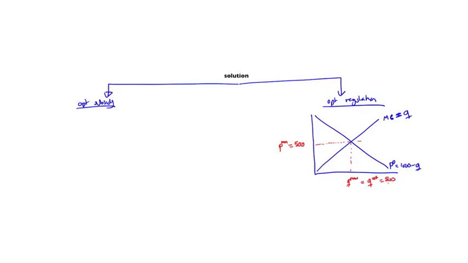Now, that policy doesn't entail any taxes or transfers. The consumers buy at that price, so therefore the consumer well-being is proportional to that area, which is equal to a half of 500 times 500, which is equal to $125,000. Okay, now let's look at the optimal subsidy.